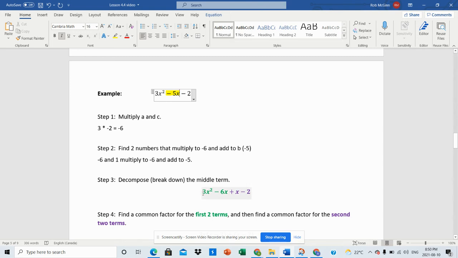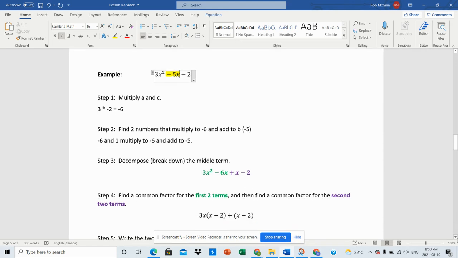Well, my first two terms are 3x squared minus 6x. So I'm looking for the greatest common factor I can pull out of there. Start with my coefficients, 3 and negative 6. I can factor out a 3. And then I have x squared and x, so I can also factor out an x. So I'm going to pull 3x out of that, and I'm going to have x minus 2 left over.